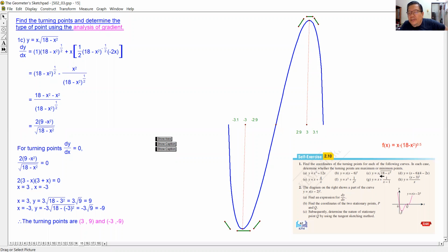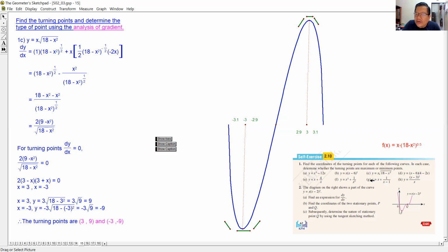So for this type, you can find dy/dx easily. But if you want to find d2y/dx squared, the second derivative, because there's a square root there and you differentiate it 2 times, it will become very difficult. So this type of question is not suitable for the second derivative, because it's quite difficult to find it. So I use the analysis of gradient to do this.